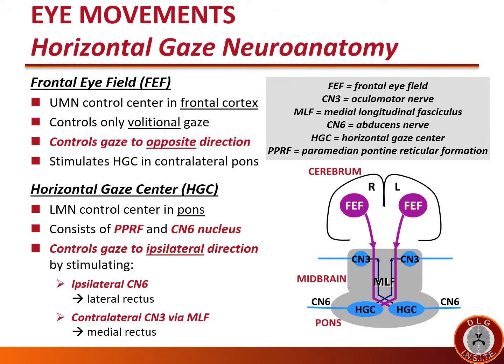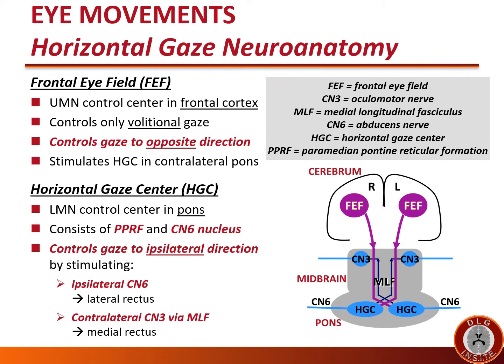The 2 main areas for control of horizontal gaze are the frontal eye fields and horizontal gaze centers. The frontal eye field is responsible for upper motor neuron control in the frontal cortex and controls only volitional gaze. It controls gaze to the opposite direction. It does so by stimulating the horizontal gaze center in the contralateral pons. The horizontal gaze center is the lower motor neuron control center in the pons.